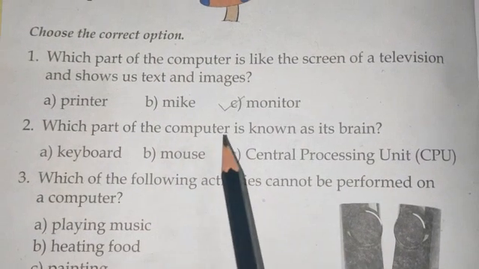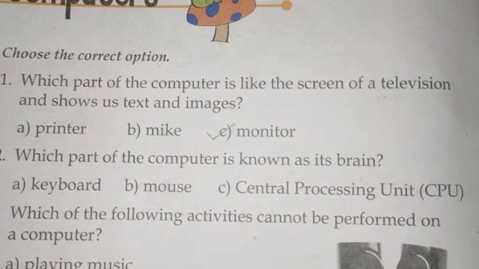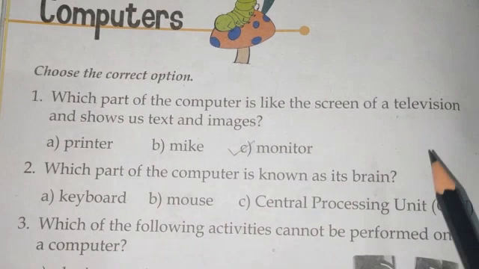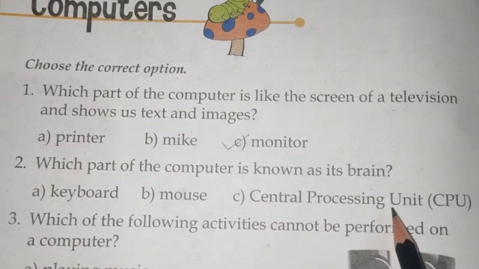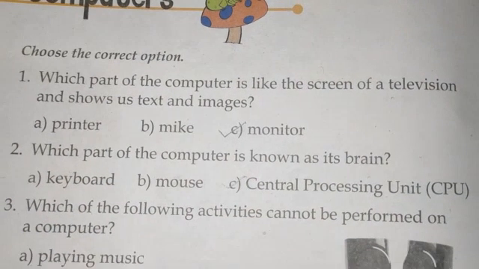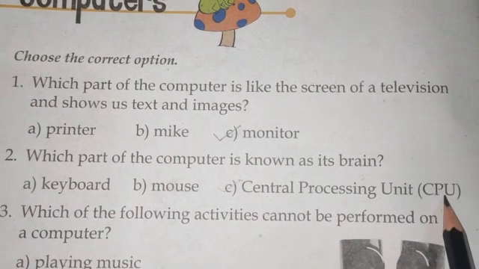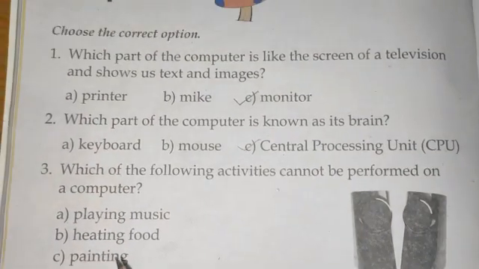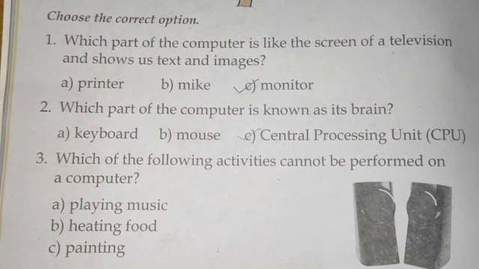Which part of the computer is known as its brain? I have told you earlier, and you know this thing, that CPU of the computer is known as its brain, or its full form is Central Processing Unit. It stores all the information that is given to the computer. So it is known as Central Processing Unit, that is, in short, it is known as CPU. It is a rectangular box-like structure. Okay. So here option C is correct. CPU is known as the brain of computer.